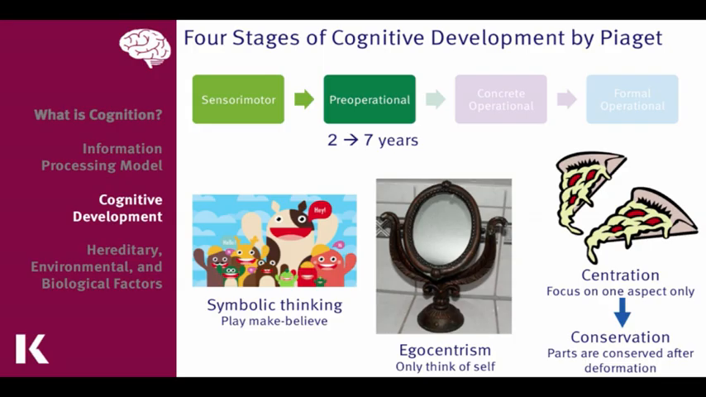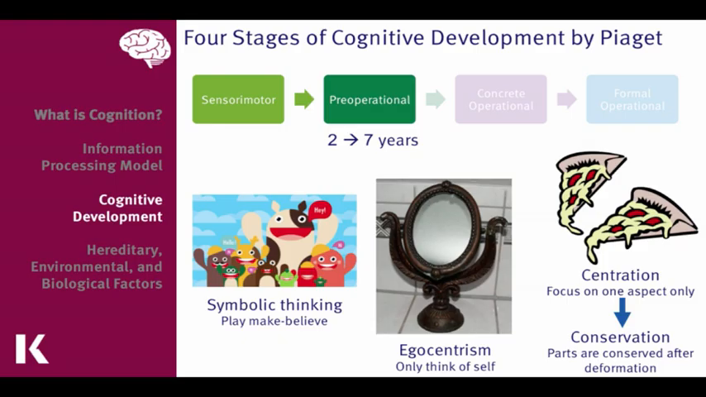For example, imagine that a child in this stage is presented with 2 identical quantities of pizza. One is in 2 slices, and one is in 1 giant slice. The child will look at the number of slices on the plate rather than the overall quantity. So despite the fact that both plates have an equal quantity of pizza, the child will gravitate towards the plate that has 2 slices of pizza.